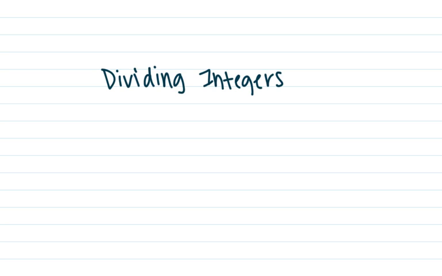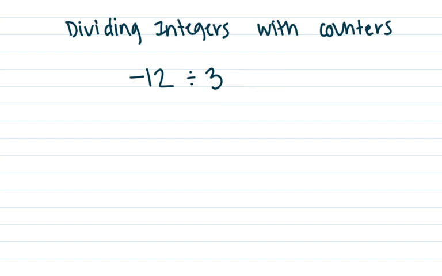But first of all, we're going to talk about how to do this with some modeling. We're going to be using some counters. So when we talk about a division problem, let's label all the different parts. Our first number here is going to be our total. It is how much we have. And then our second number here is what we are dividing by.